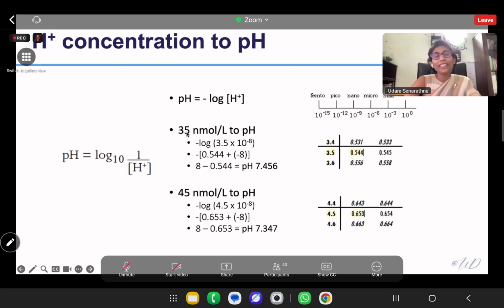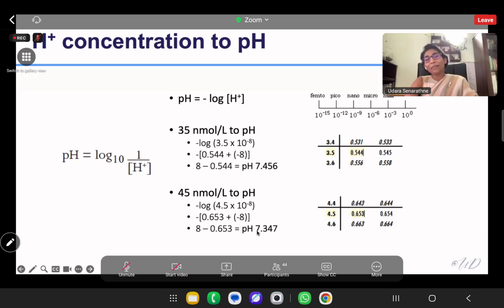Now, if your H+ concentration is 35 nanomoles per liter, that would translate to a pH of 7.456. So you look at the log table, you'll get this value. I'm not going to go through the mathematics of it. I want you to just appreciate the difference between these two values.